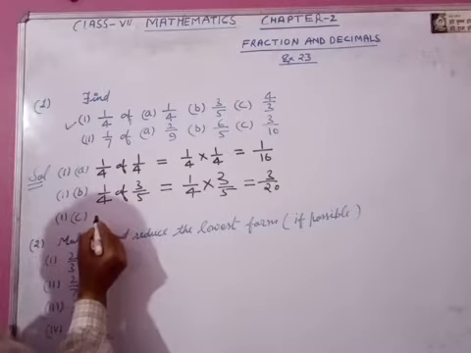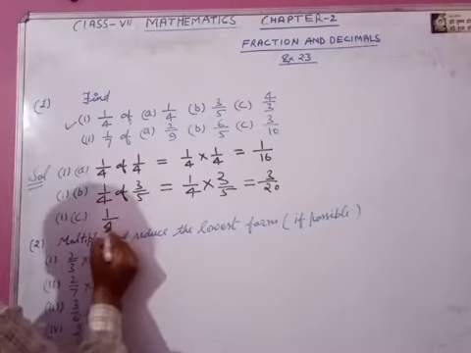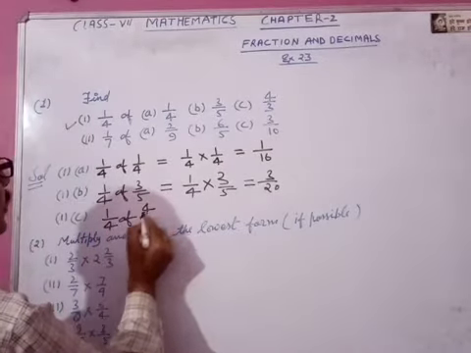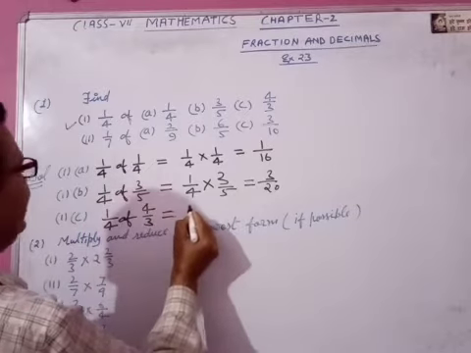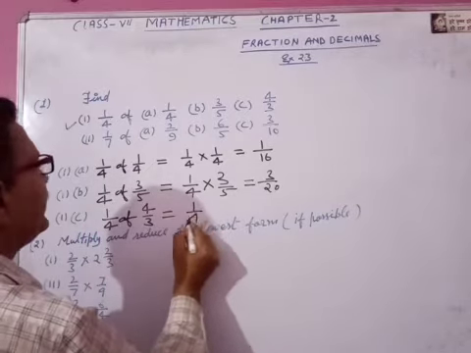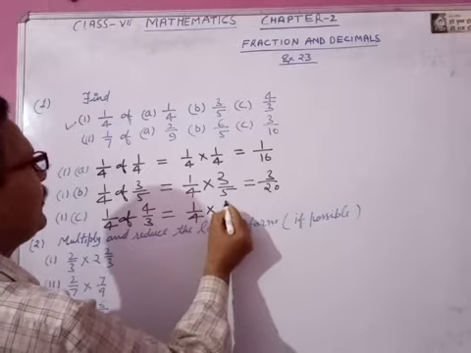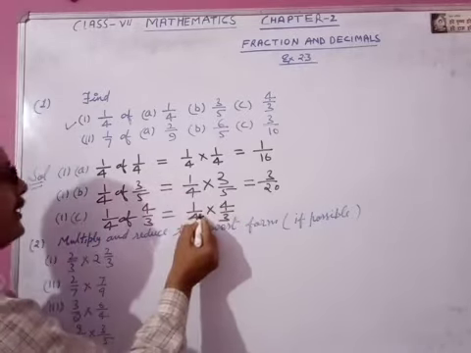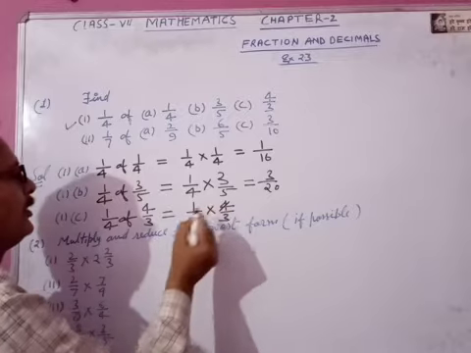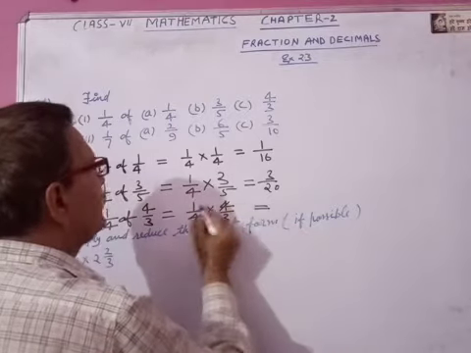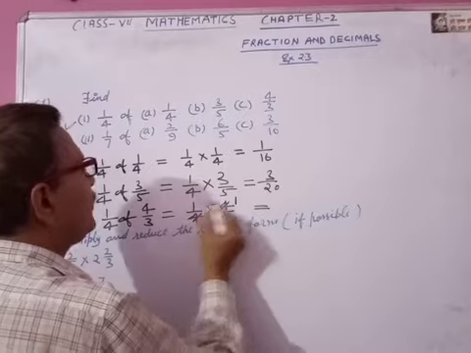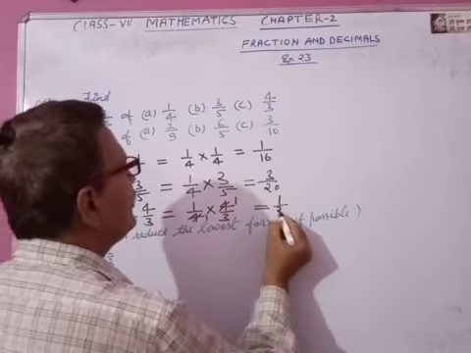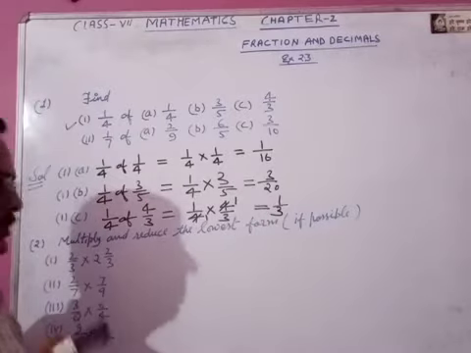And C part is 1 upon 4 of 4 upon 3. Now you are seeing that 1 upon 4 of means multiplication with 4 upon 3. Now you see that 4 can be cancelled by 4, and that is 1 upon 1 multiplied by 1, and 1 multiplied by 3 is 3. So 1 upon 3.